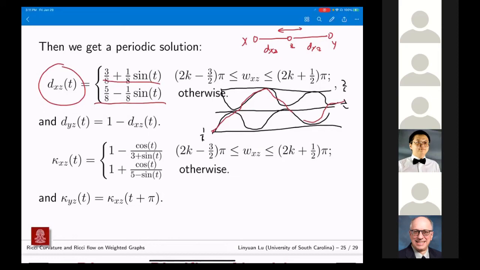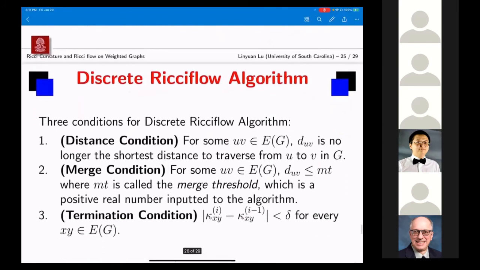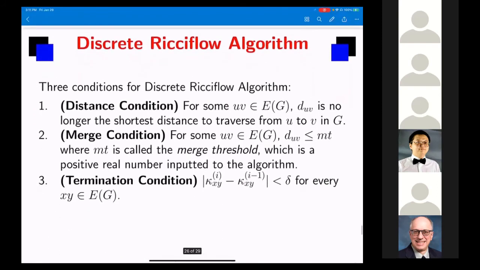Okay, so maybe we should move on. Now we can have this discrete algorithm. So let's just describe it. We have a distance condition. At some point, the UV distance is too large, larger than another shorter distance along another path, and the merge condition says, oh, the distance is too small, close to zero, and you take some actions. And the terminal condition is that it converges: the curvature change in each iteration is less than some error term.